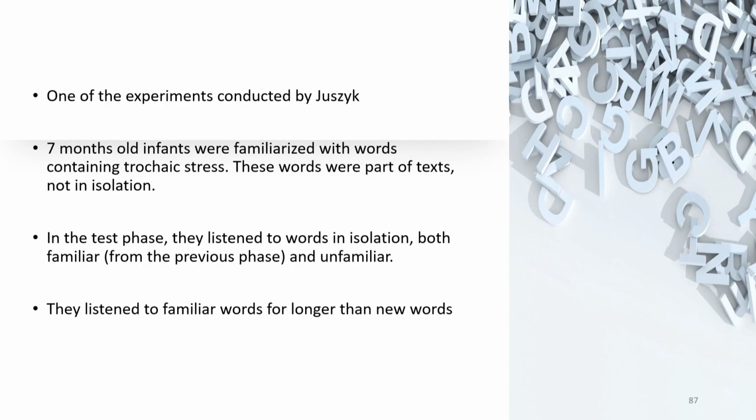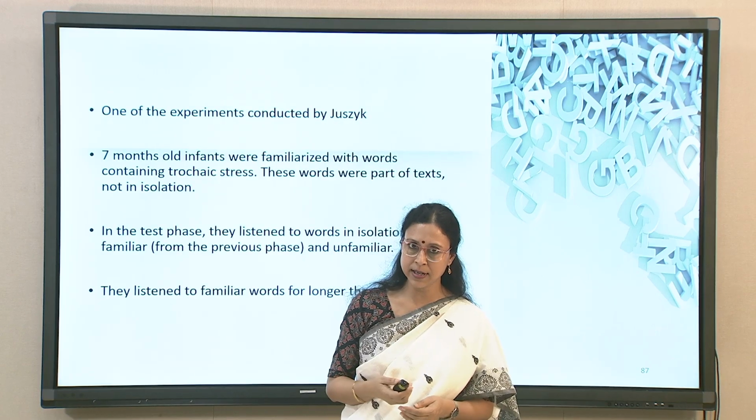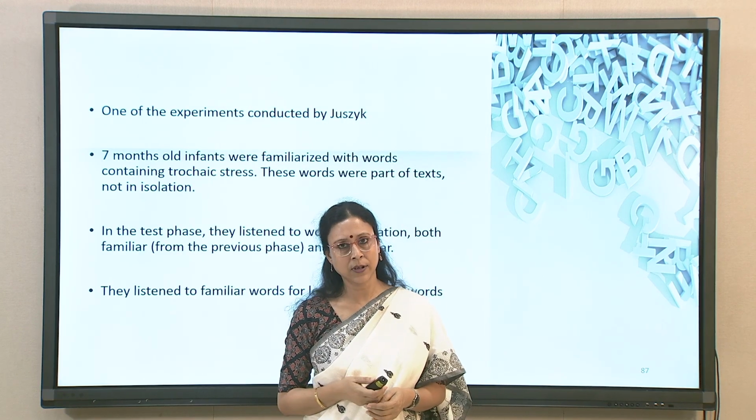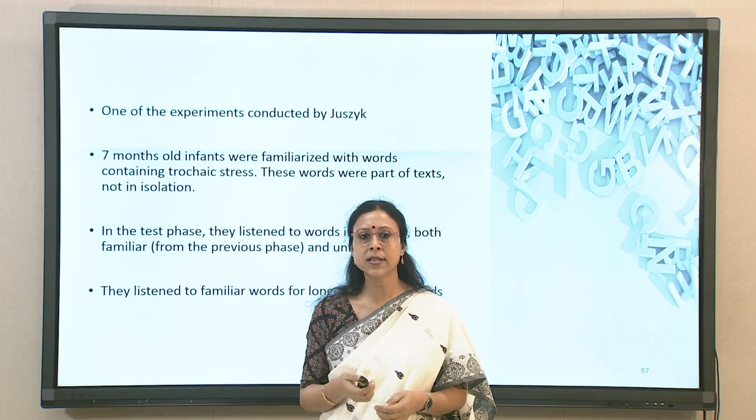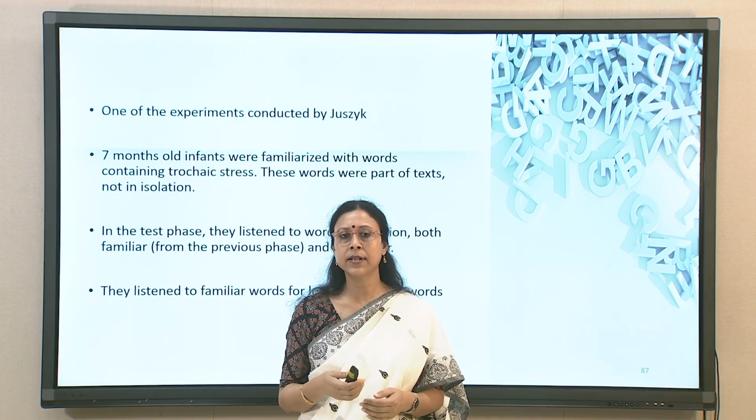In one of the experiments, what they did was they had 7-month-old infants, and those infants were familiarized with words containing trochaic stress, like the ones we saw previously. So, doctor, like that. Trochaic stress, as in strong stress followed by weak stress. Strong weak pattern is the trochaic pattern. The 7-month-old infants were familiarized with a set of trochaic patterned words, and not in isolation, but within a text.